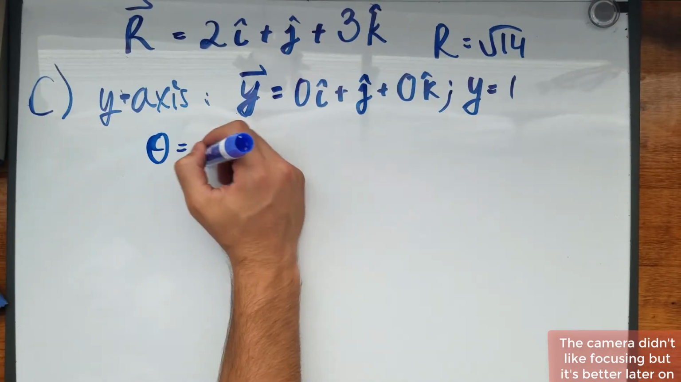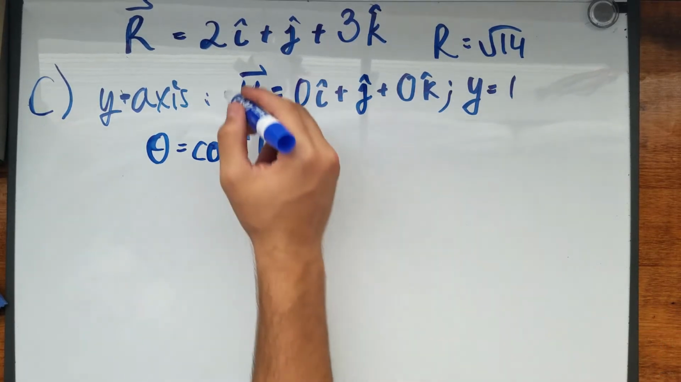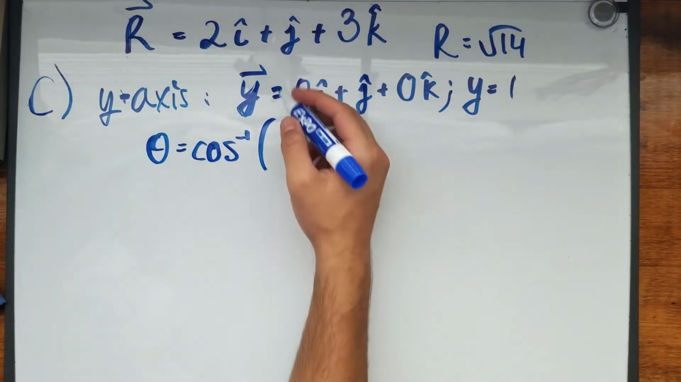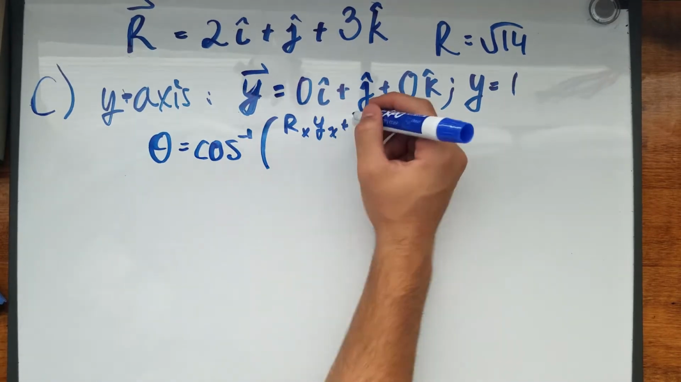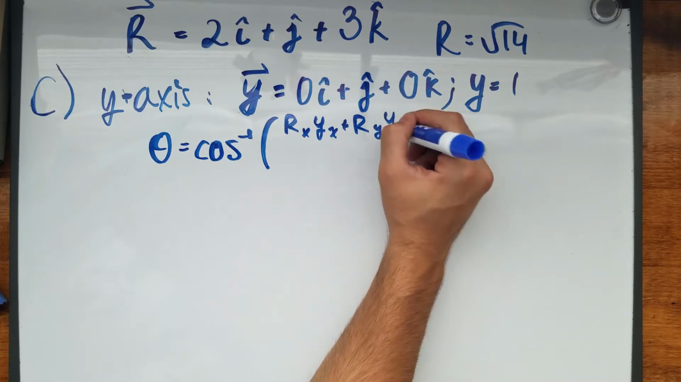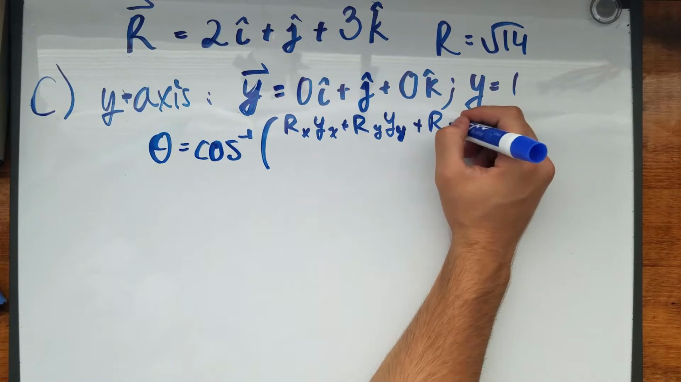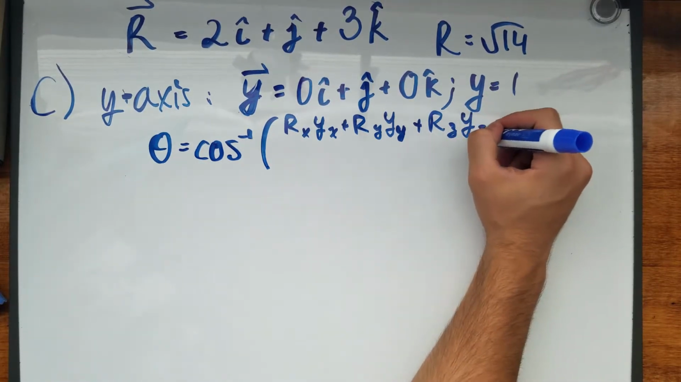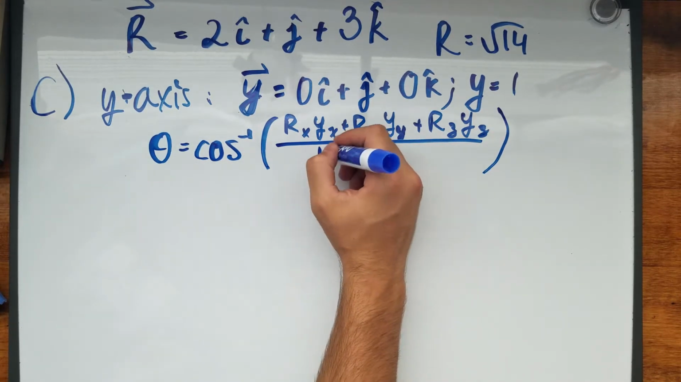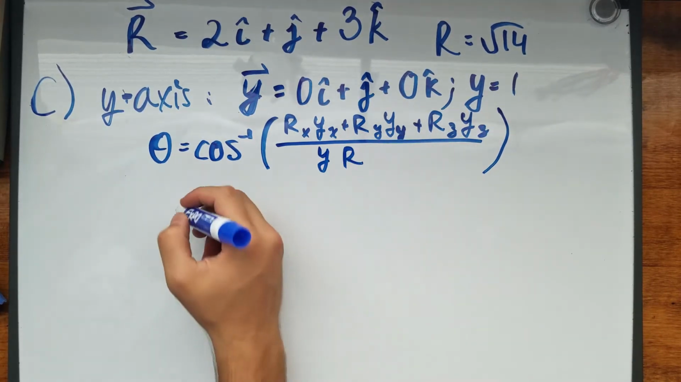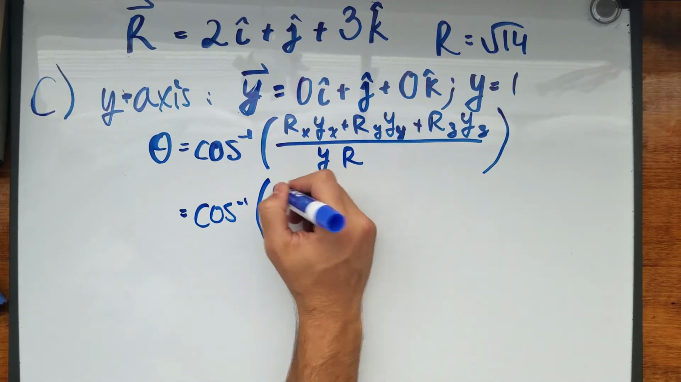So theta is equal to inverse cosine of their dot product, which is going to be r's magnitude in the x times y's magnitude in the x, plus r's magnitude in the y times y's magnitude in the y, plus r's magnitude in the z direction times y's magnitude in the z direction, all over the product of their magnitudes.